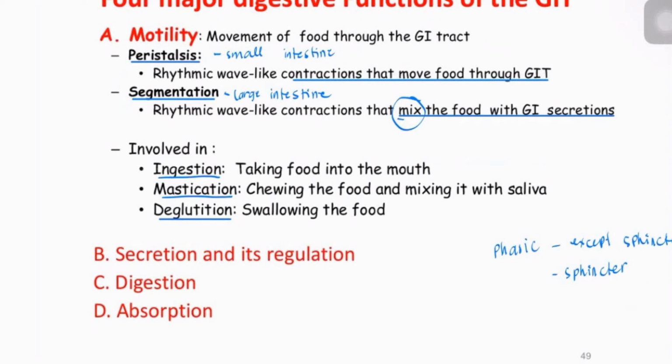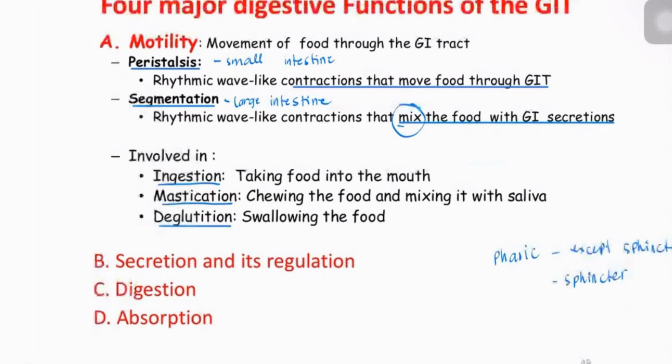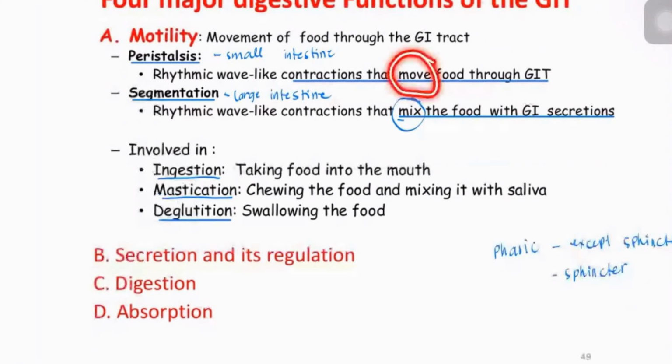So, what's the difference between these two movements, or contractions? When we say peristalsis, it is the contraction that moves, take note, that moves food through the GI tract. And segmentation is the contraction that mixes the food with your GI secretion. Involved here are your ingestion, mastication, and deglutition. Ingestion is the taking of food into the mouth. Mastication is all about the chewing and the mixing of your food with your saliva in your mouth. Deglutition is your swallowing of your food.